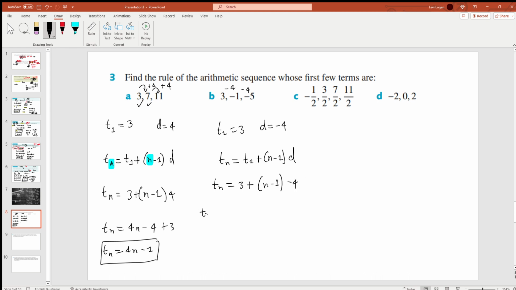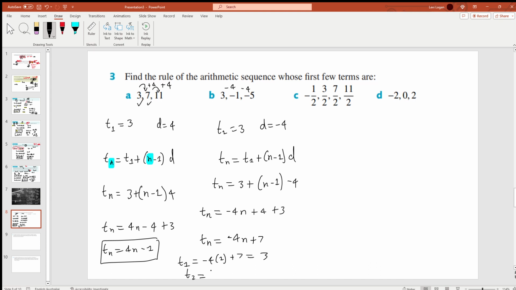What we're going to get is t of n equals minus 4n plus 4, because negative 4 times negative 1 is a positive, plus 3. So our general rule, t of n, is negative 4n plus 7. If I substitute n equals 1, it's going to be negative 4 times 1 plus 7, which gives me 3. t of 2 gives me negative 4 times 2 plus 7, which gives me negative 1. And you can check the third one as well. So that is the general expression for B.